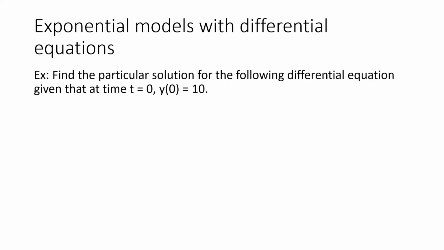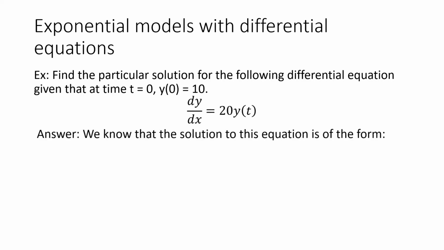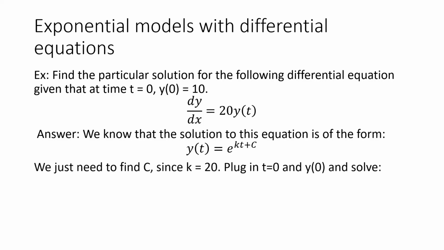Now here's an example. Find the particular solution for the following differential equation given that at time t equals 0, y of 0 is equal to 10. So we know that the solution to this equation is of the form y of t is equal to e to the kt plus c. We could also use the other form, but I'm just going to be using this one for now. We just need to find c since k is equal to 20. Plug in t equals 0 and y of 0 and solve. Like I said, k is equal to 20, but since t is equal to 0, that wouldn't even matter in this case.